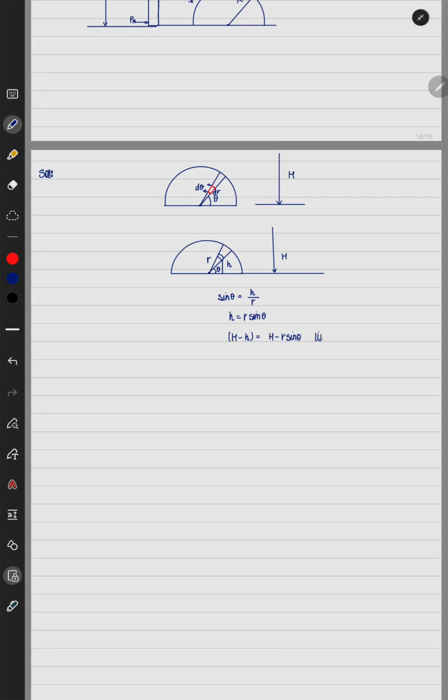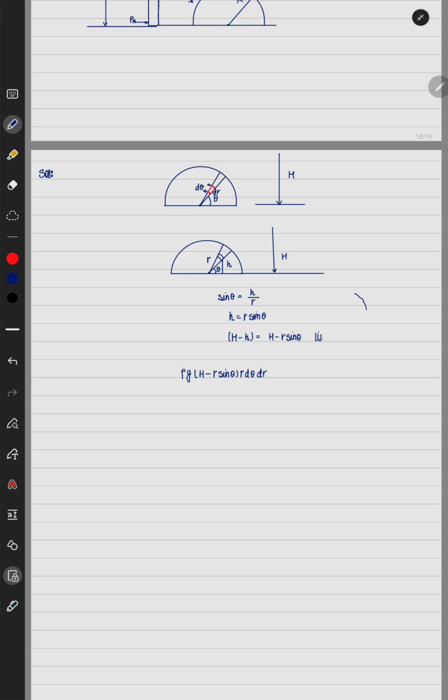Now I want to find what is the pressure acting at a depth capital H minus small h from the top. So the pressure is rho into g into capital H minus small h. Small h is given by r sine theta, so r sine theta. This is the pressure. What is the area? Because pressure when multiplied with area will give the force. Area is given by r into d theta into dr.